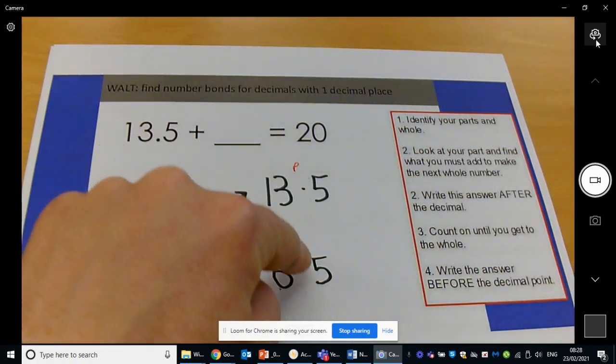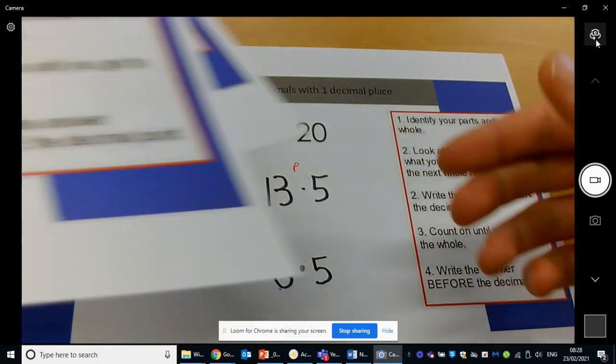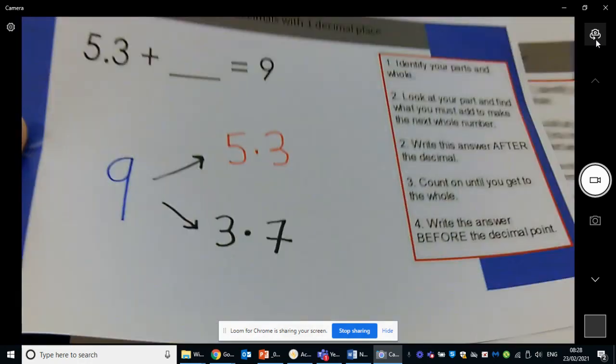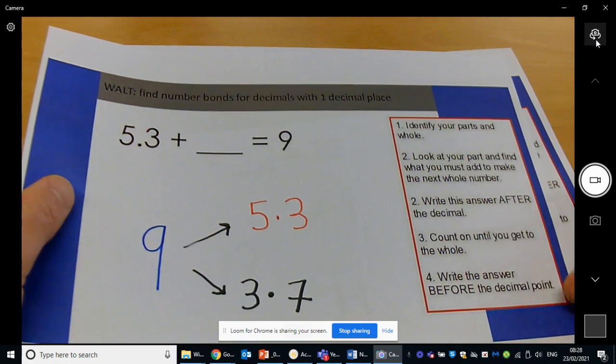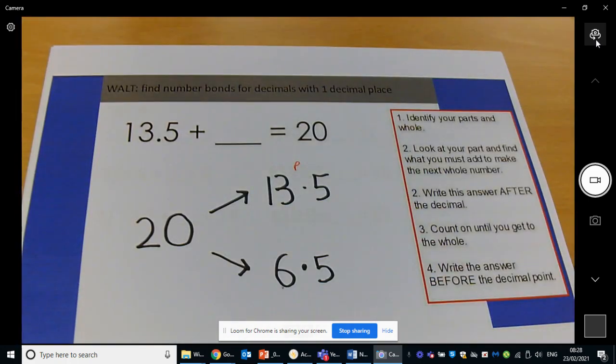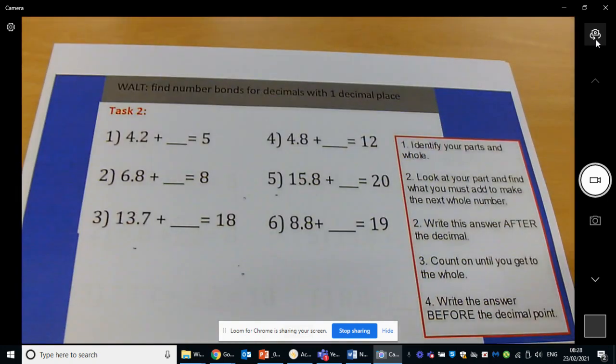So remember, the numbers after the decimal points need to add up to 10. So if we look at the previous examples that we've done, 5 plus 5 equals 10, 9 plus 1 equals 10, and 3 plus 7 equals 10. So that's a really quick way of checking to make sure that your number bonds are correct. And that's why we practice those at the beginning.